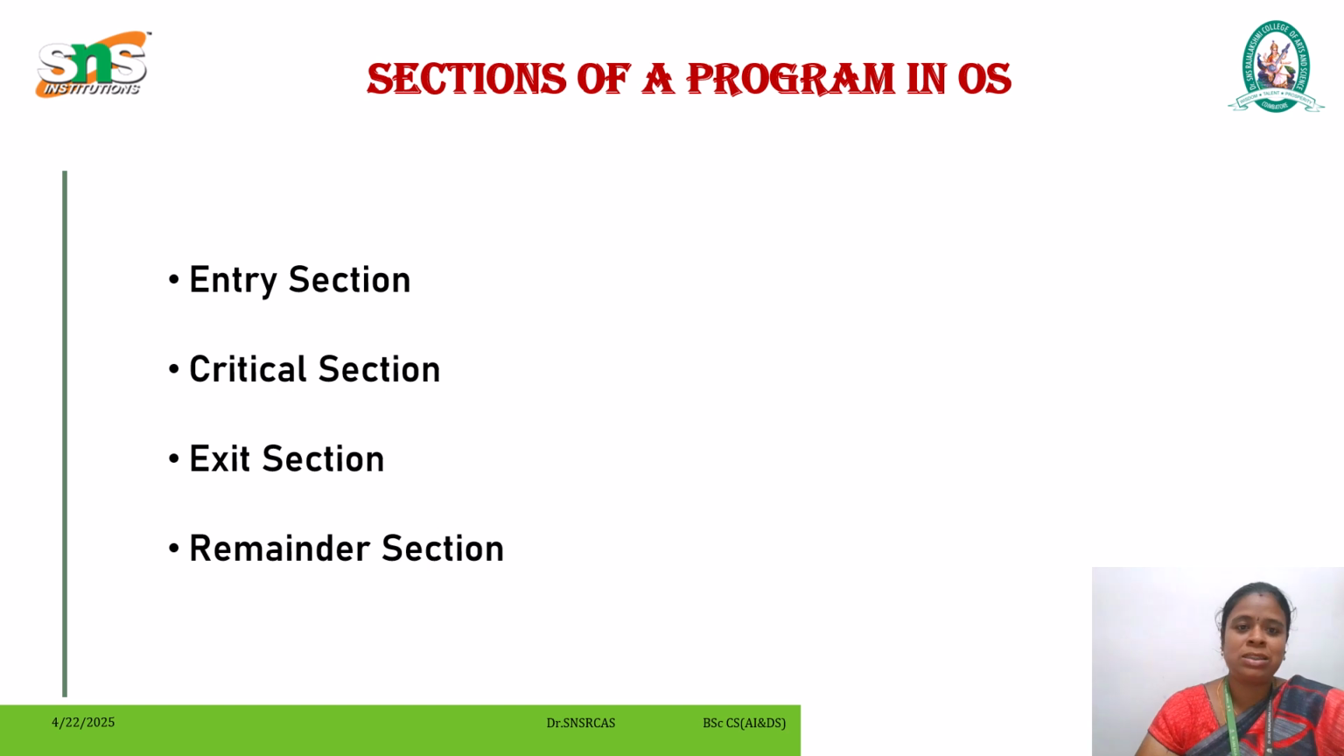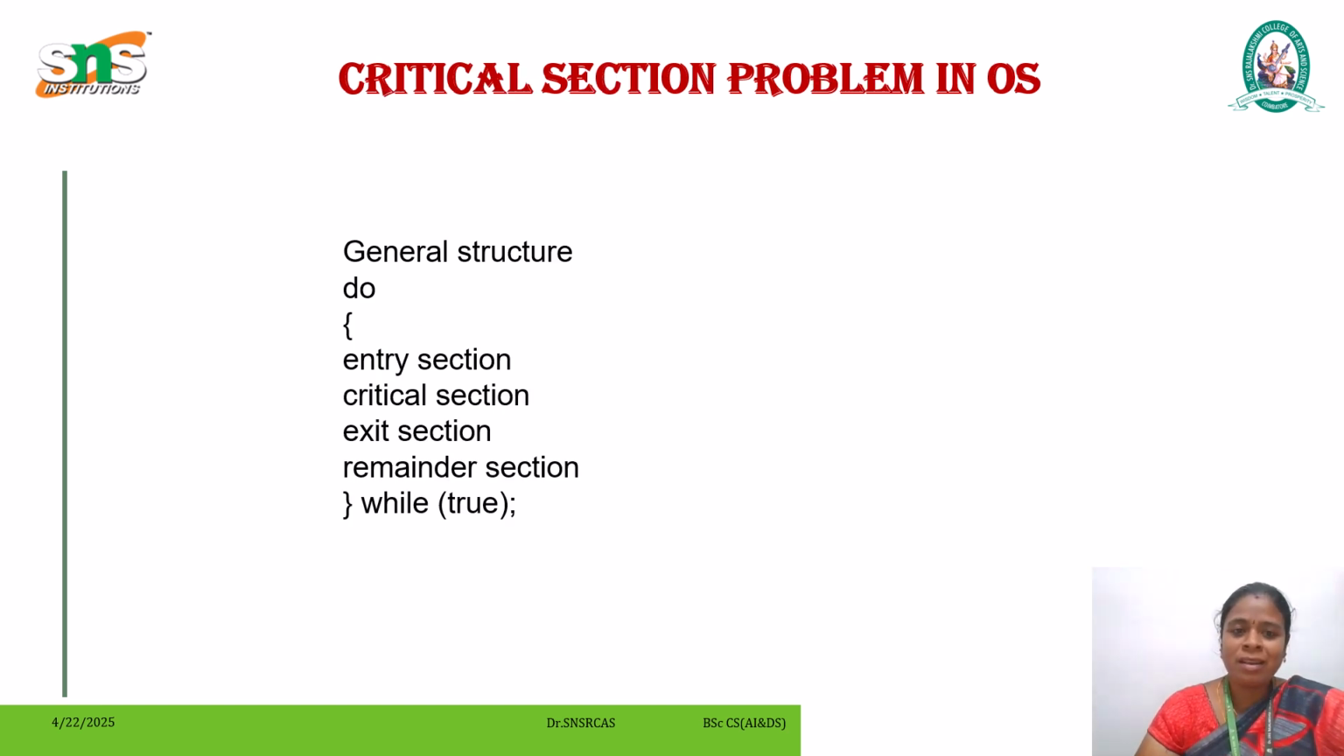Next one, critical section. This allows the process to enter and modify the shared variable only. Next one, exit section. This allows the process waiting in the entry section to enter the critical section, and makes sure that the process is removed from the critical section once it finishes its execution. Last one is the remainder section. The remainder section is the part of the code not present in the above three sections, collectively called the remainder section.